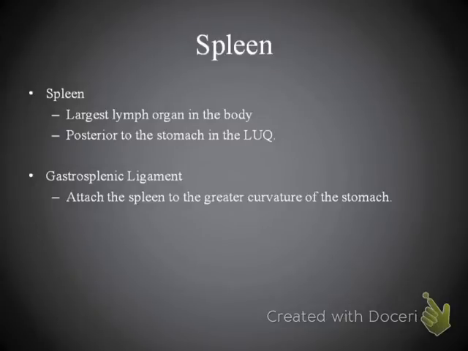The spleen is the largest lymph organ in the body, posterior to the stomach in the left upper quadrant. And so we do have the gastrosplenic ligament, which attaches the spleen to the greater curvature of the stomach. So that's something to keep in mind, that the gastrosplenic, as the name implies, gastro meaning stomach, splenic meaning spleen, joins both the stomach and the spleen together so that both of them serve as an anchoring point for each other.